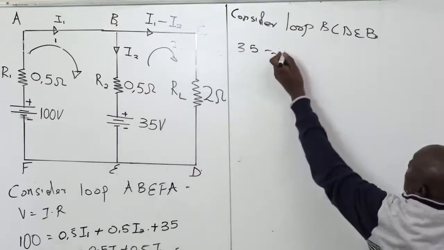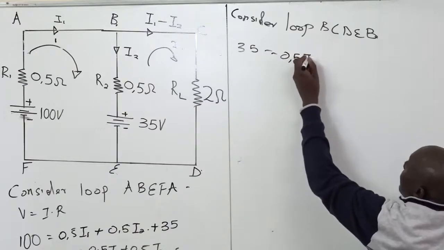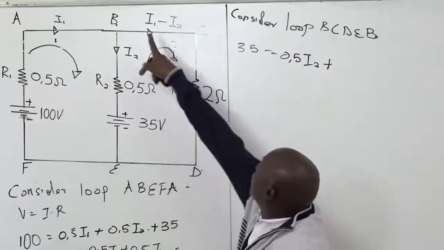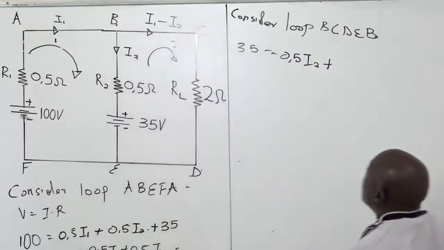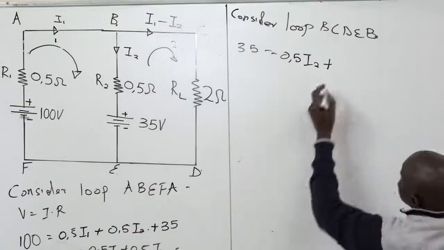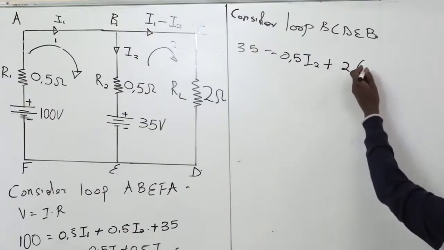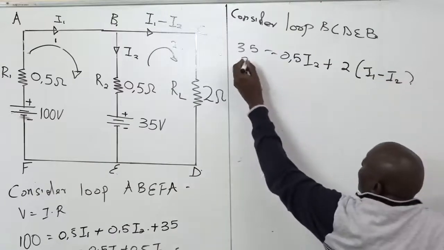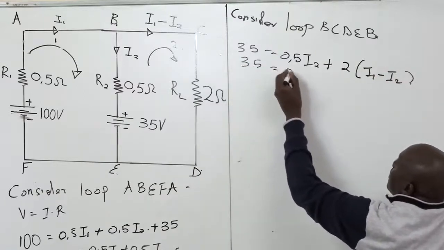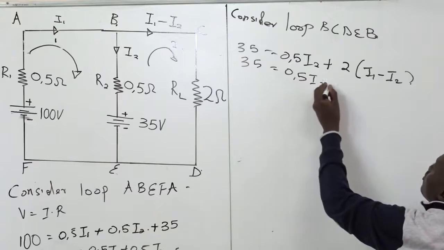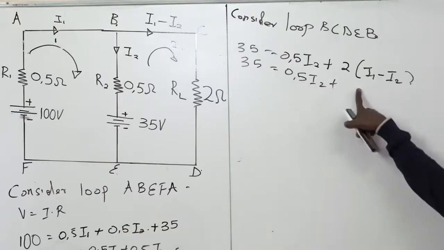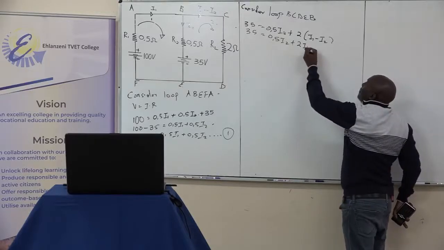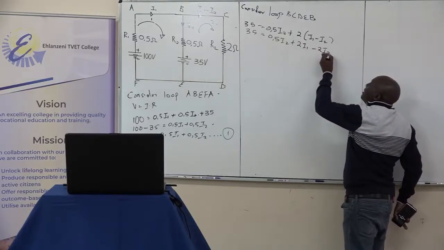0.5 I2 plus, the current there is I1 minus I2, which means it will be 2 into I1 minus I2. So now I'll say that I'm having 35 equals 0.5 I2 plus, I need to break out these brackets there, which is 2 I1 minus 2 I2.